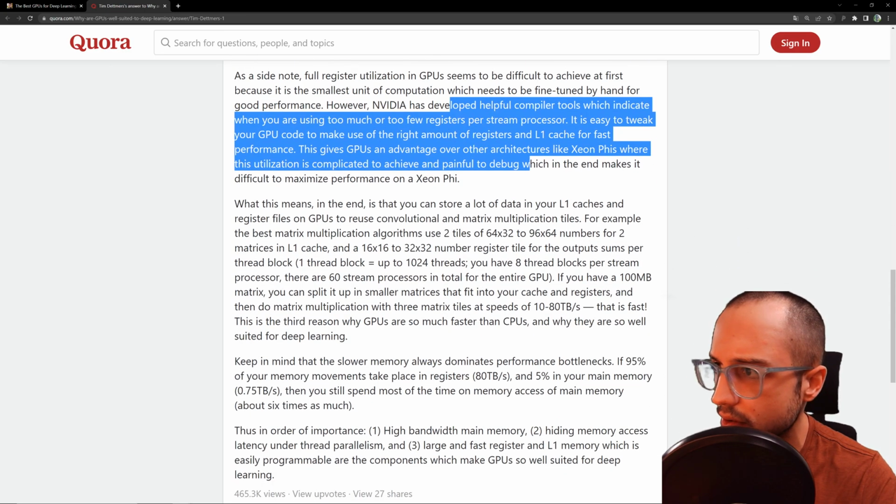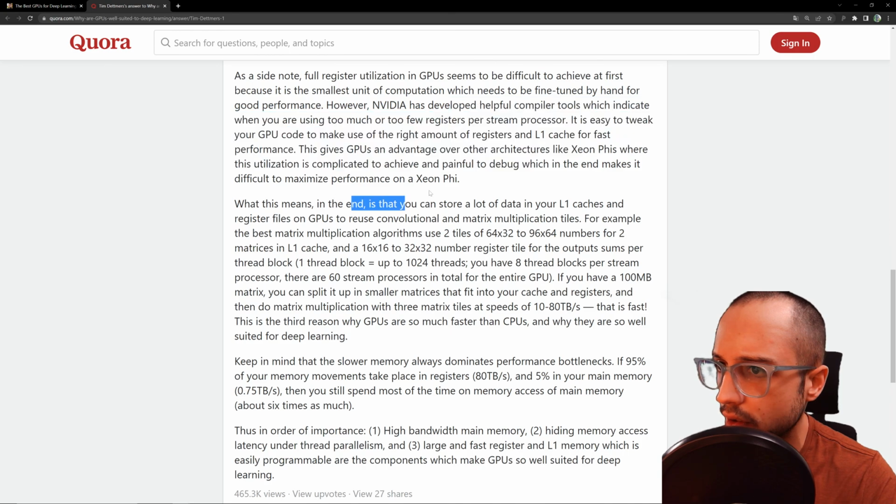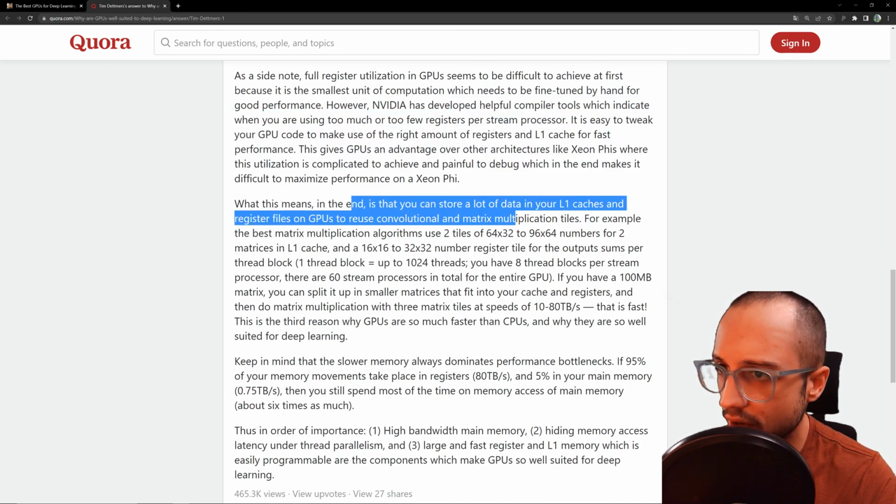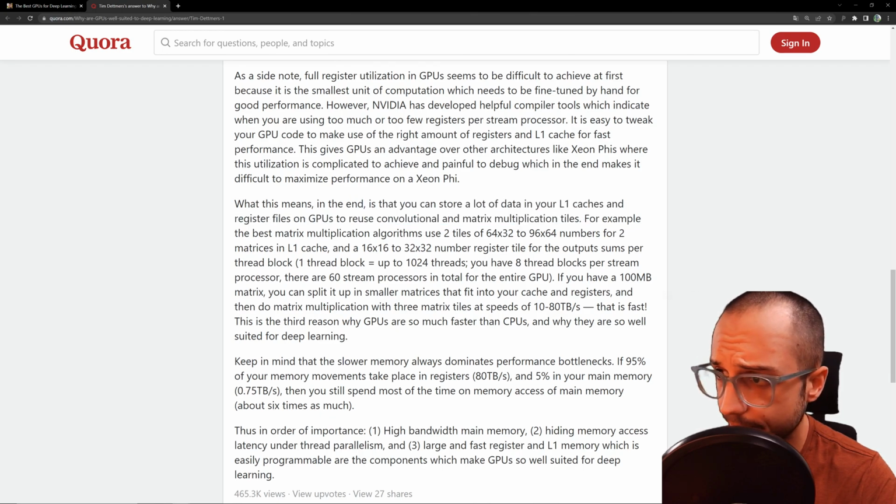Compiler tools. Store a lot of data in your L1 caches and register files on GPUs to reuse convolution and matrix files.